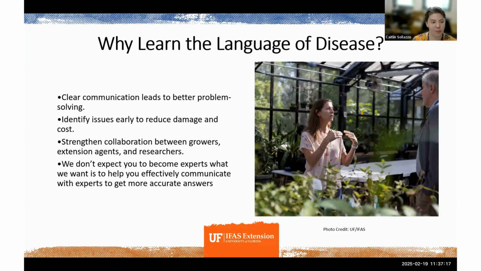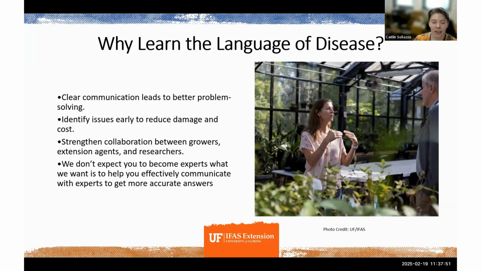We also want to strengthen collaboration between homeowners and the master gardeners, and then master gardeners with researchers and extension agents and all of that. One thing that researchers aren't always very good at is communicating their expertise in a way that most people can understand. So we kind of want to bring everyone up to the middle. We want researchers to simplify their ideas, but when you are trained master gardeners, we also want you to be able to understand some of the more complex terminology.